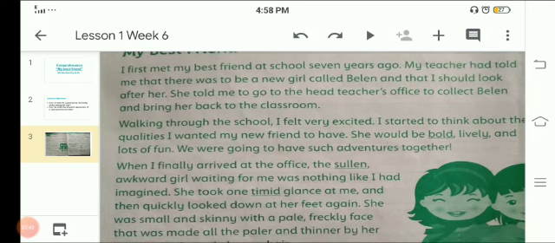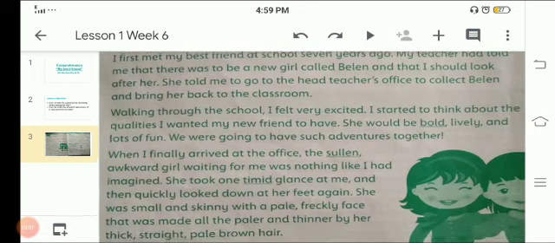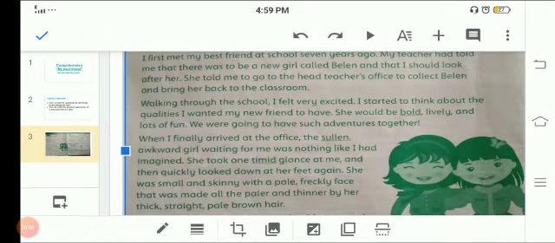And the teacher told her to go to the head teacher's office, and she would collect the new girl whose name was Balin, and she would bring her back to the classroom. Okay, so she has to bring the new girl back to the classroom. So that's how the story started here. Then what happened next? See the next paragraph.